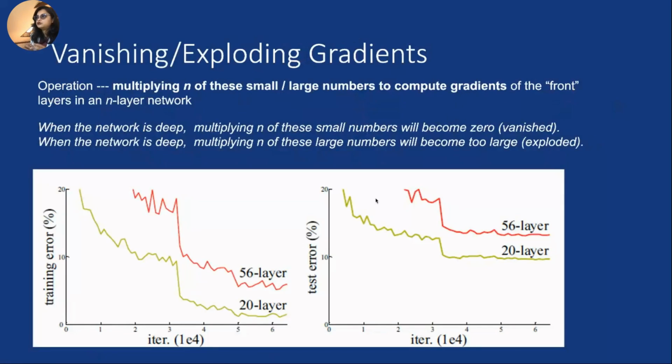That's because as you go deeper, for doing gradient descent, you multiply n very small numbers or n very large numbers. This leads to vanishing and exploding gradients. So this problem needed to be handled when you went beyond a certain number of layers.